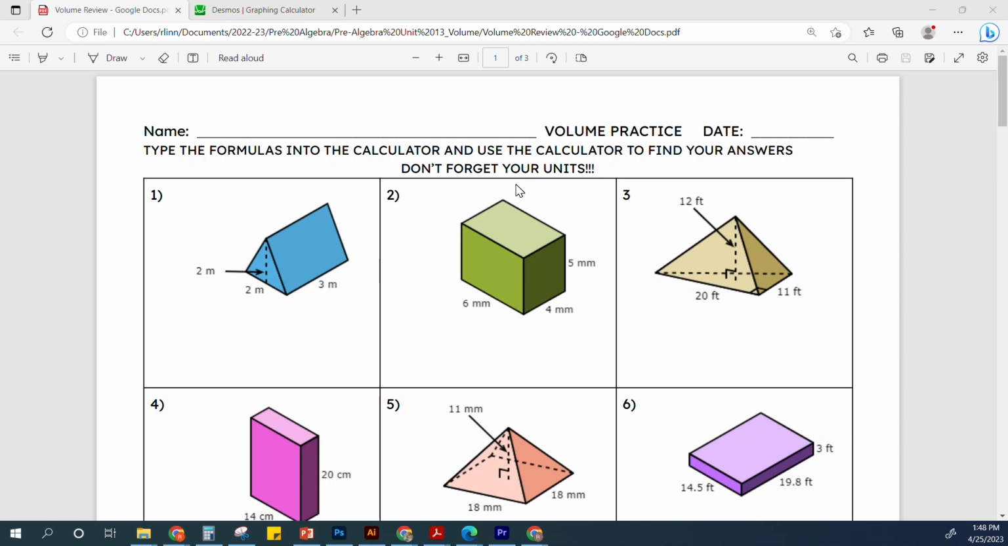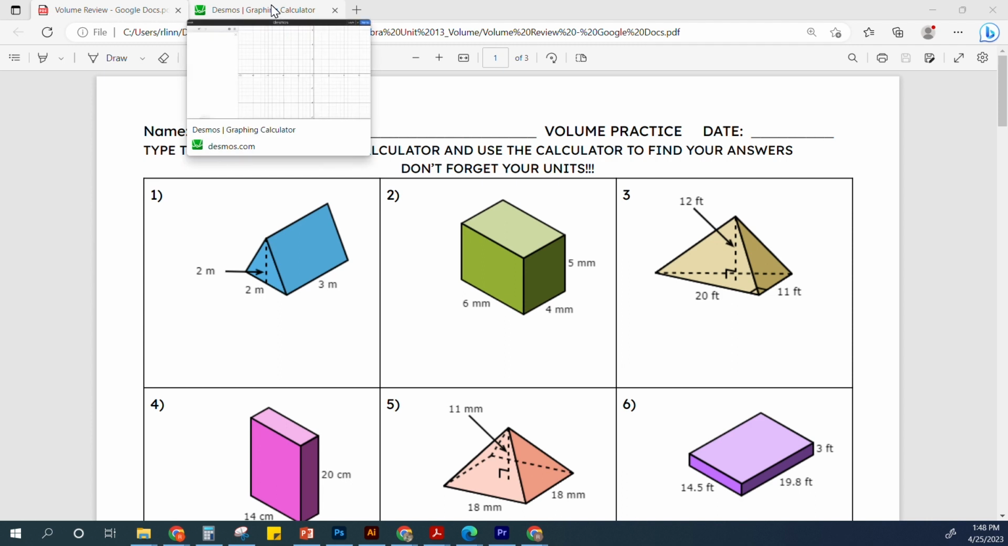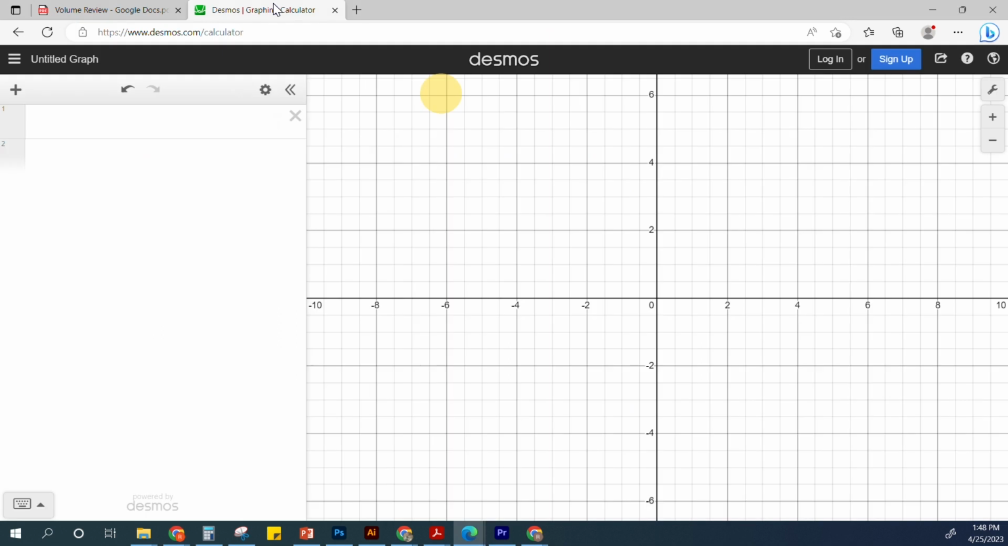So, going into our volume review practice, we're going to be using our Desmos graphing calculators, which means we can use the formulas that we know, and we can just create our sliders and put in all of our information and have the calculator do the work for us. So let's go ahead and open up our Desmos graphing calculator. If you don't have it open yet, go ahead and pause this video and open it up. Once it's opened up, we'll go ahead and get started.